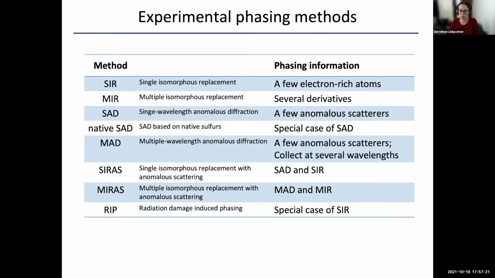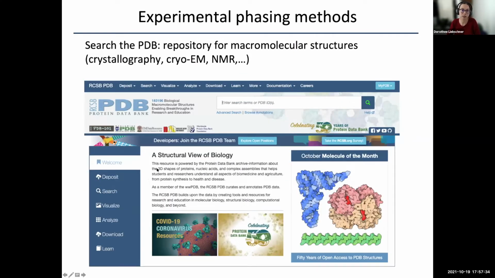So I was interested in, well, how many times are these methods actually used? These are a lot of methods, right? 1, 2, 3, 4, 8 methods at least. So I went to the PDB. The PDB is the Protein Data Bank. It's a repository for macromolecular structures. That's really a great thing that makes the results from one group available to the entire world.